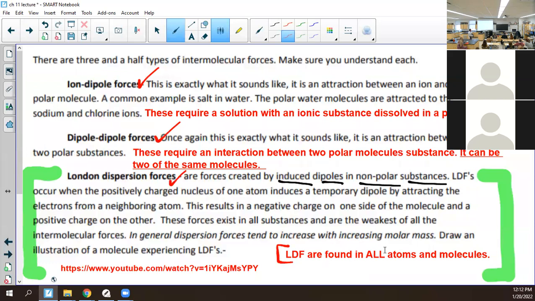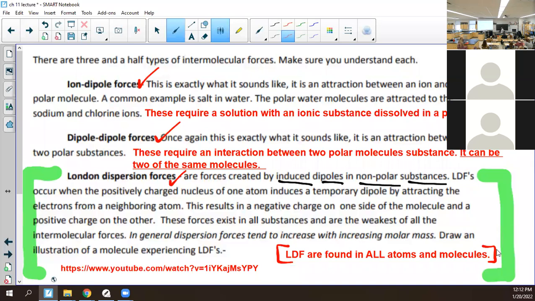In red right here, London dispersion forces are found in all atoms and molecules. So if you are ever given a list and it says what type of intermolecular forces are in this substance, you always should say LDF. They're in every single thing that has electrons. Well, I guess it would be in plasma, but we don't deal much with that. If it has electrons, it is polarizable. It has London dispersion forces.